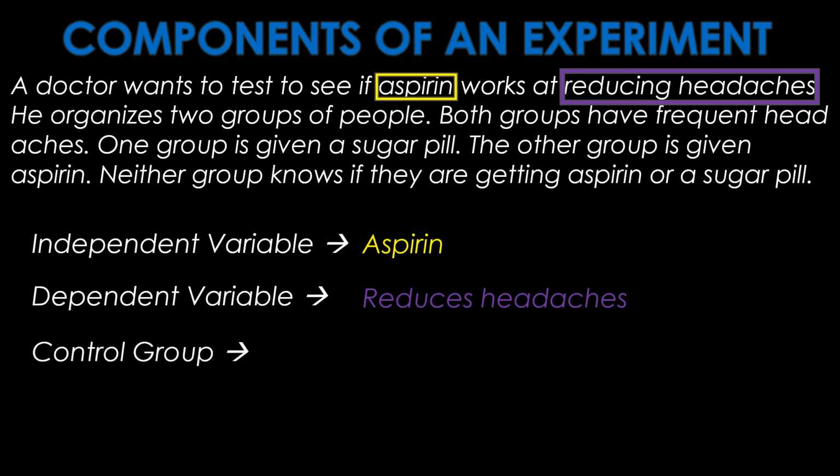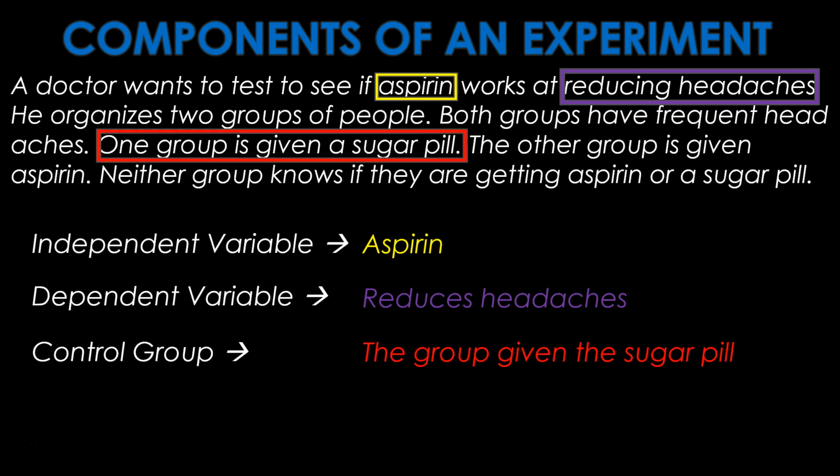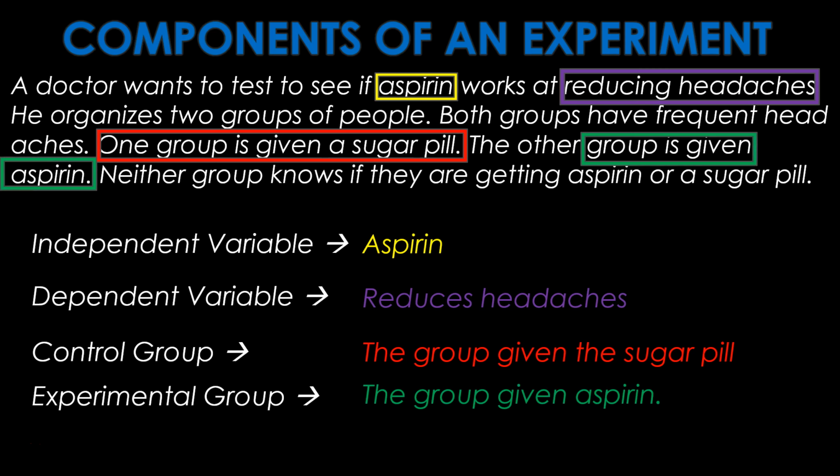How about the control group? Which group of people did not get the aspirin? Well, it'd be the group that was given the sugar pill. What about the experimental group? Which group did get the experimental treatment, or the independent variable? That would be the group given the aspirin. Okay? Let's do another one.